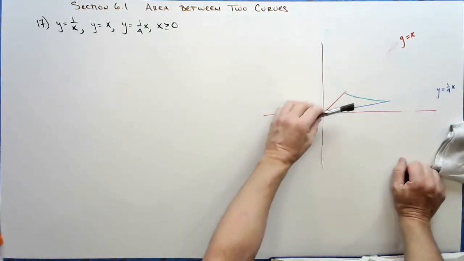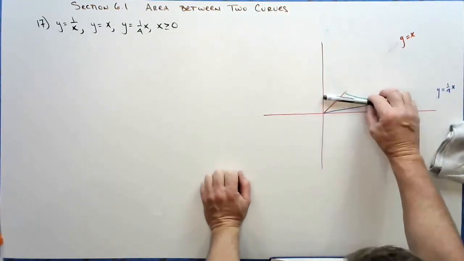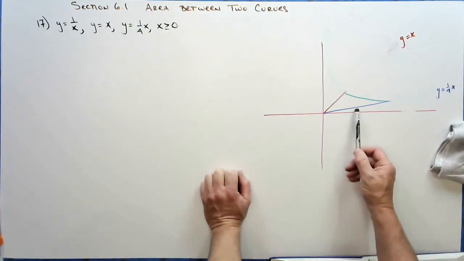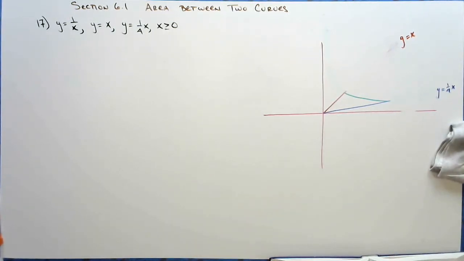But if we do that, then over here, we're going to go right minus left. Our green graph is on the right. Our red graph is on the left. Down here, our blue graph is on the right. Our red graph is on the left. Again, we don't have a consistent one graph on the right and one graph on the left. So what do we do in this case?